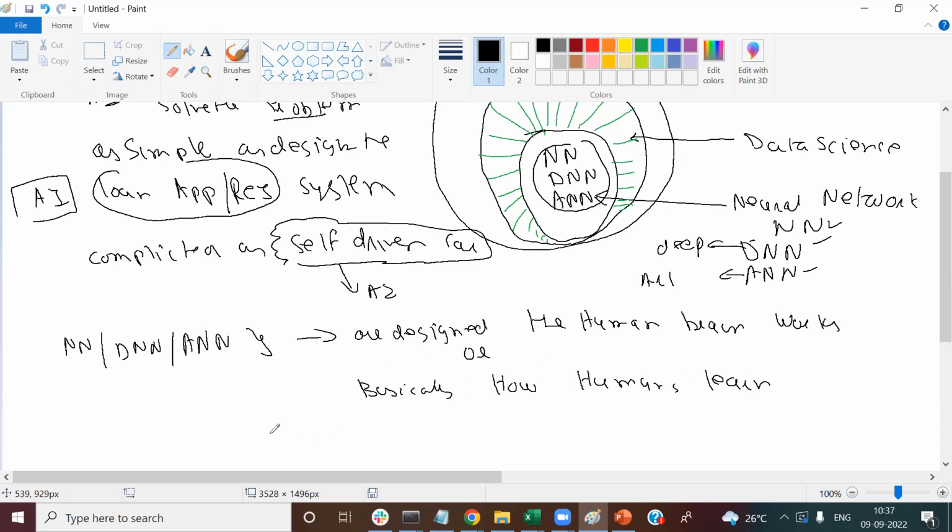And that's why the word neural. That's why the word neural. So this word neural, everyone must have heard before: neurosurgeon, neuropath. Okay, so the neuro refers to something related to your brain in medical terms, right?